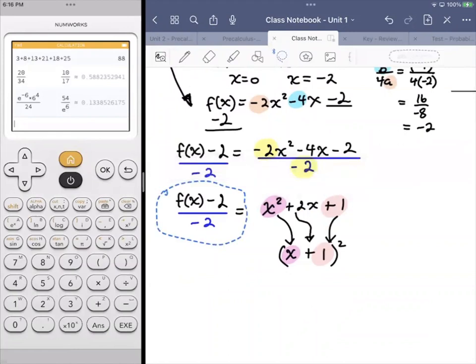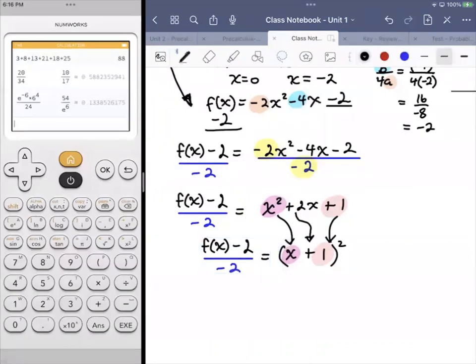All right, now all that other stuff on the left-hand side is going to come along for the ride, but now I'm going to start bringing them back. I have that -2 there. So I'm going to multiply both sides by a -2. It cancels on the left and is now introduced on the right. So now I'm looking at f of x minus 2 is equal to -2 times x plus 1 squared.